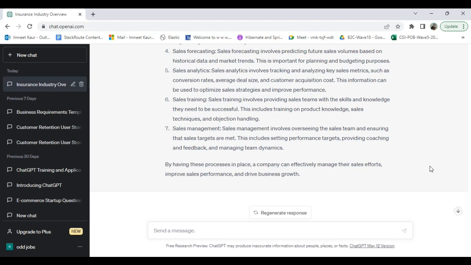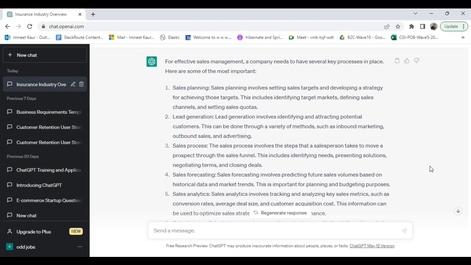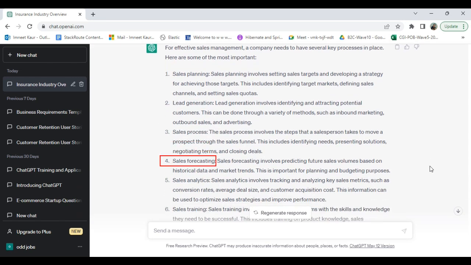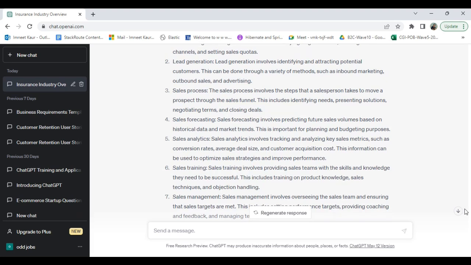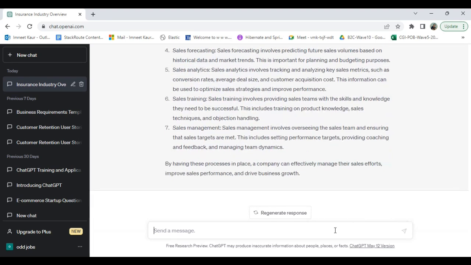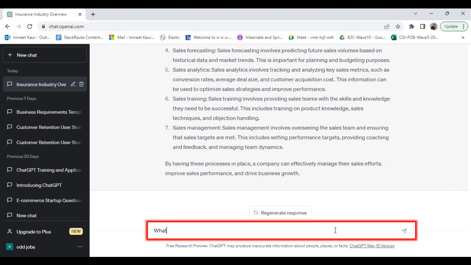So again, if you go through the response, you will find these are the most important key processes in place, which is sales planning, lead generation, sales process, sales forecasting, and so on. So now let us focus on the lead generation part. So I'll just ask another sample prompt, which is, what is involved in setting up sales target?